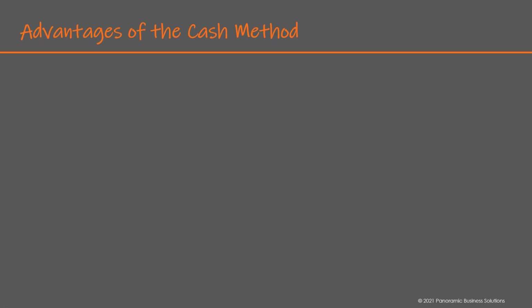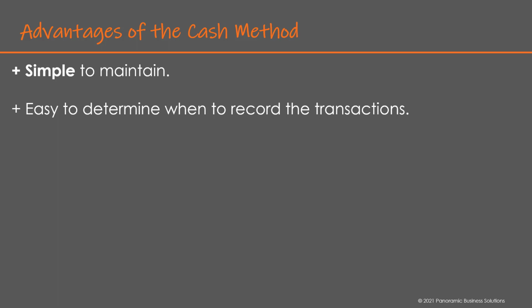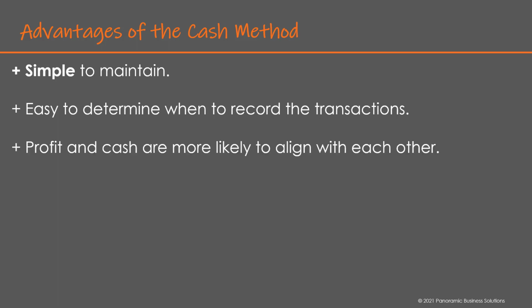Let's dive into some of the advantages of the cash method. First, it's very simple to maintain because it's super easy to determine when to record the transactions. Also, your profit and cash are more likely to align with each other. When you're looking at your profit and loss statement, it's only going to show revenue that you've deposited in your bank account. It's only going to show you expenses that have actually left your bank account.